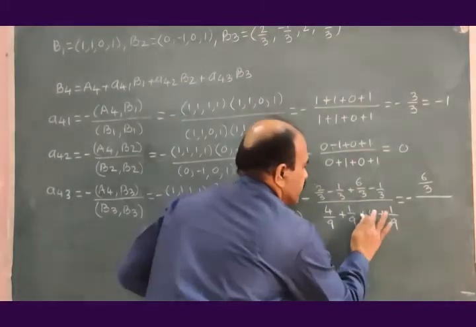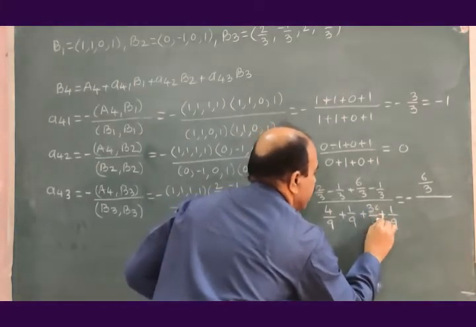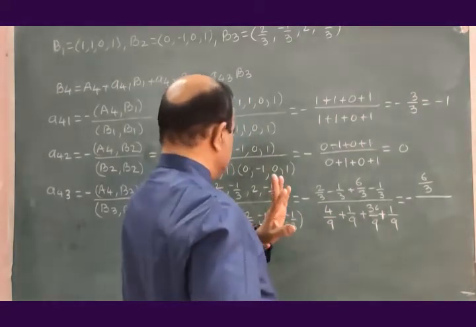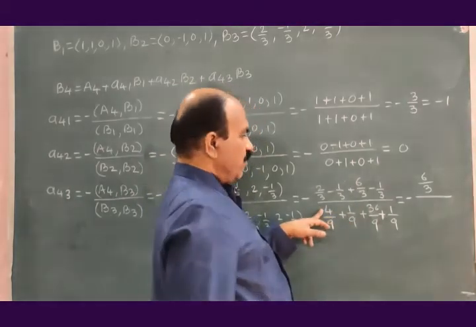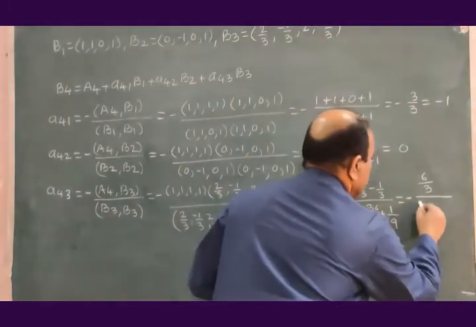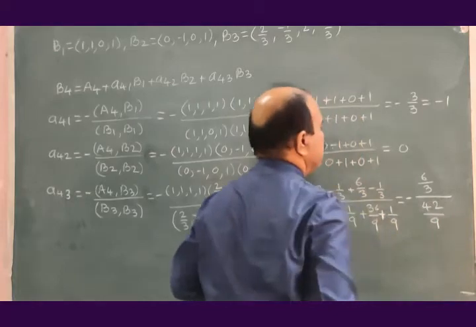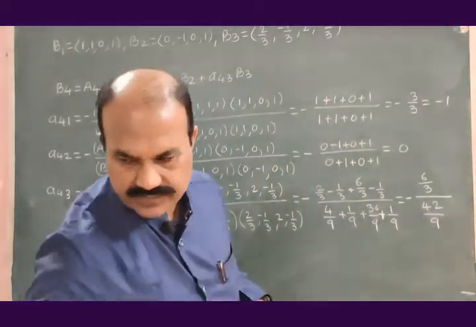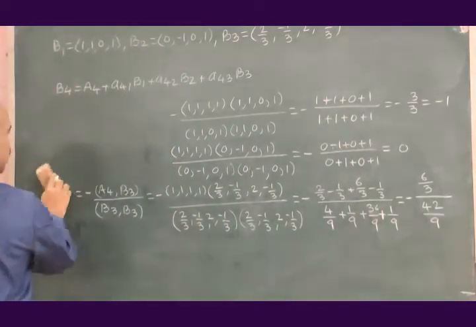9 4s are 36. Let me write this 4 as 36 divided by 9. All are positive, right? Then 36 plus 4, 40, 41, 42. So it is 42 divided by 9. This can be solved further. Let me come to this side to solve it.